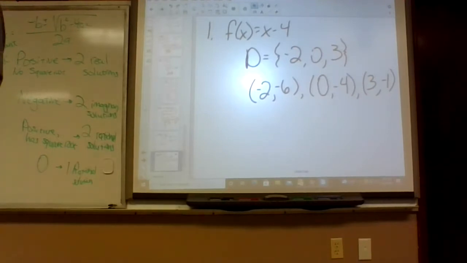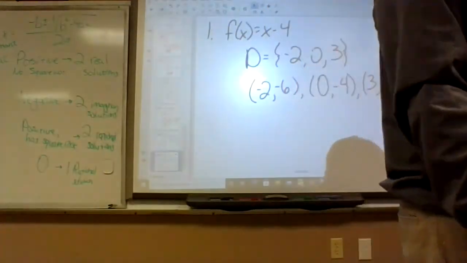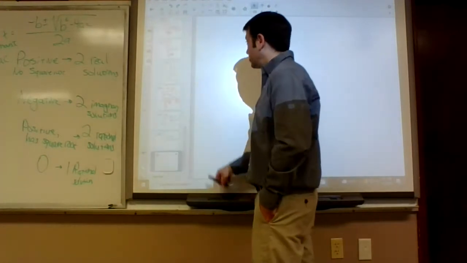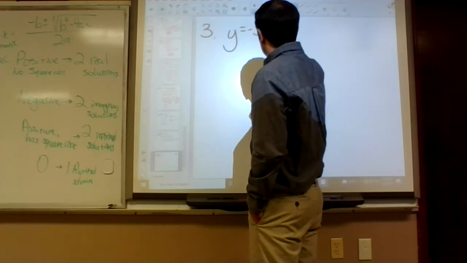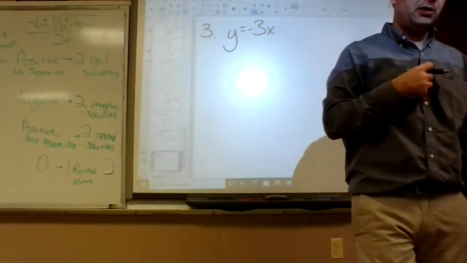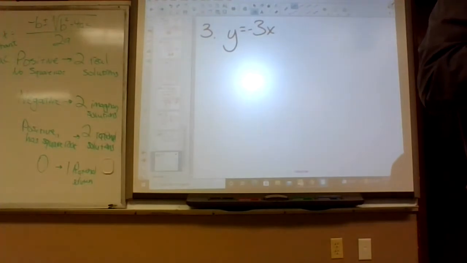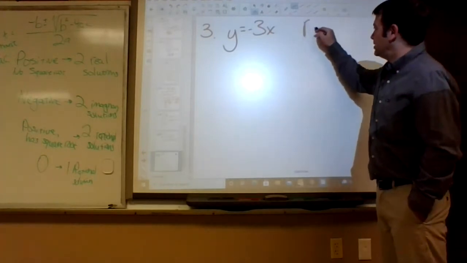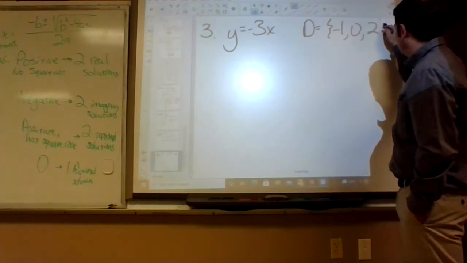Yeah, we have 4 graphs, so you're going to have to use your space wisely. Alright, you guys get number 2? Okay, number 3 says y equals negative 3x. You only have to put the graph on the graph paper. Then it says D equals negative 1, 0, 2.